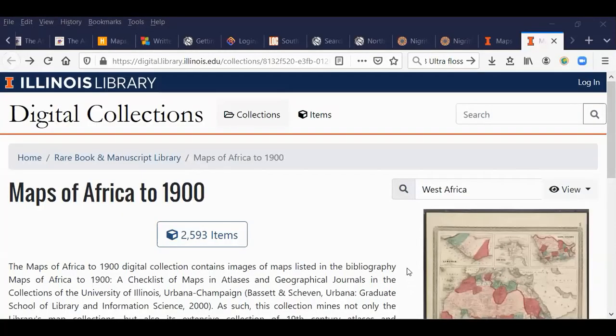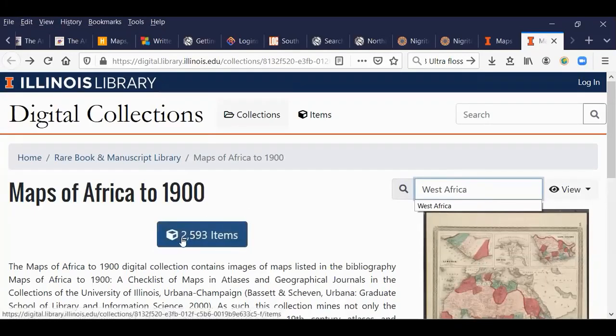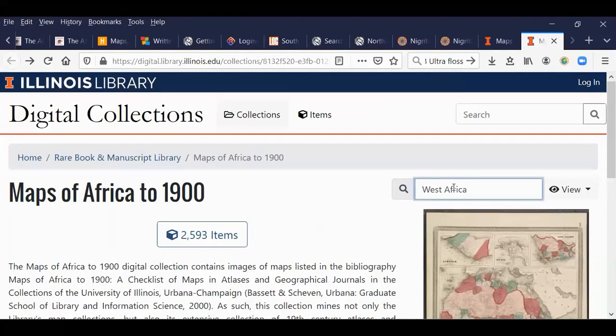Well, the landing page for the University of Illinois' digital collections on Africa looks like this. Maps of Africa to 1900. You can, of course, and should make a more precise search, South Africa, East Africa, West Africa, and you'll see that there's a subset of the total 2,593 items that will come up, and you'll be able to look at that much more easily.